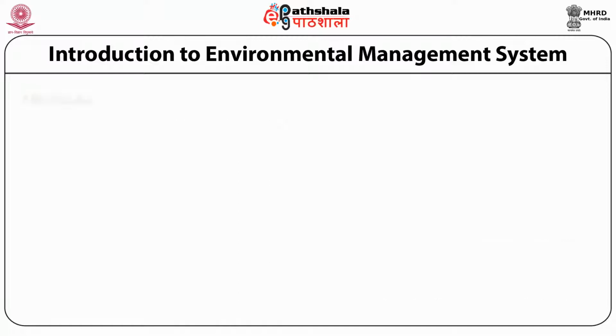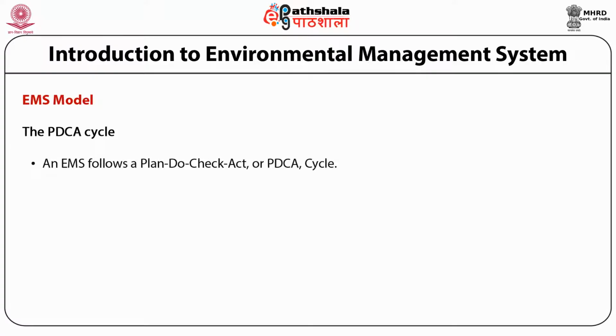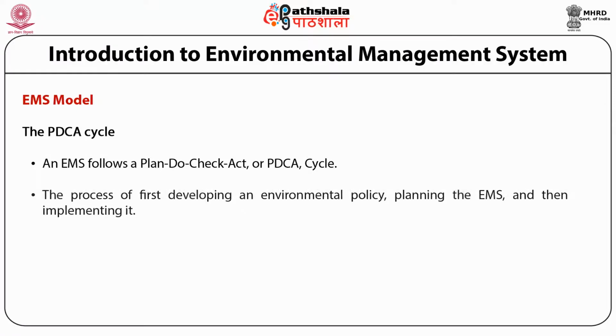Now we discuss the EMS model, the PDCA cycle. That is, an EMS follows a plan, do, check, act or PDCA cycle. The process involves first developing an environmental policy, planning the EMS and then implementing it. The process also includes checking the system and acting on it.